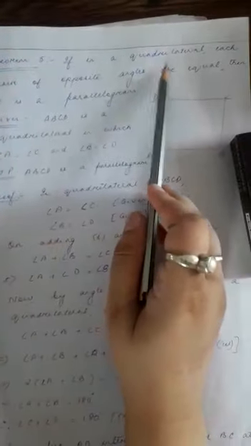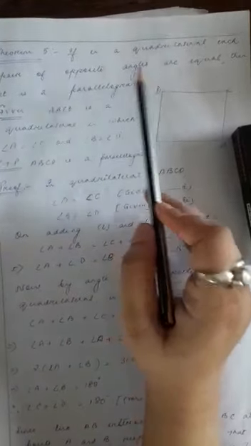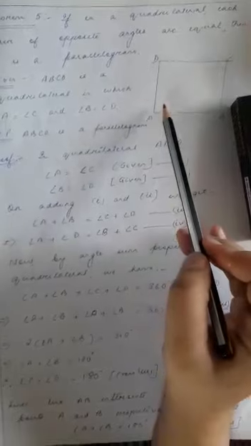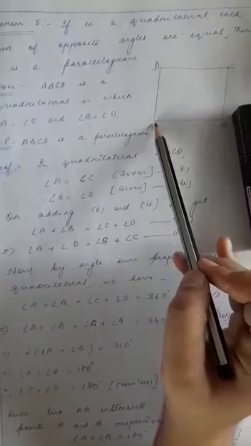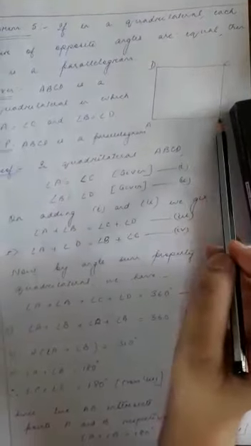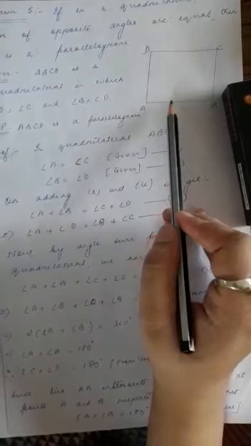If in a quadrilateral each pair of opposite angles is equal, then it is a parallelogram. So here the opposite angles are A and C, these two are equal. Again B is equal to D because these are opposite angles. So this is the given, and we need to prove that ABCD is a parallelogram.